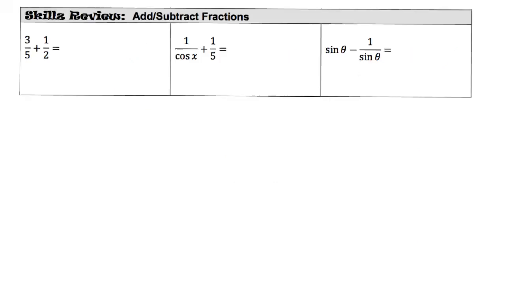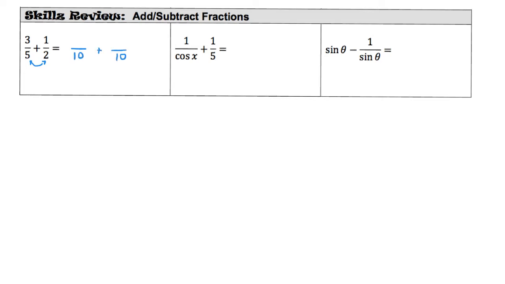Okay, another operation skill that I think would be beneficial for us to review is adding fractions when you don't have a common denominator. So the first example is 3/5 plus 1/2. In order to add fractions, we do have to create a common denominator. The easiest way to create a common denominator is to multiply your two denominators. So I can turn both of these fractions into fractions with a denominator of 10.